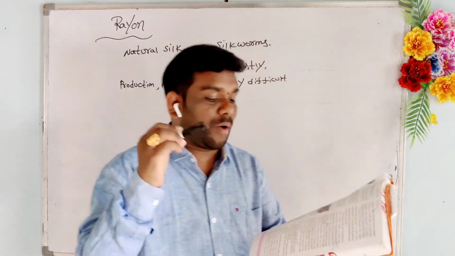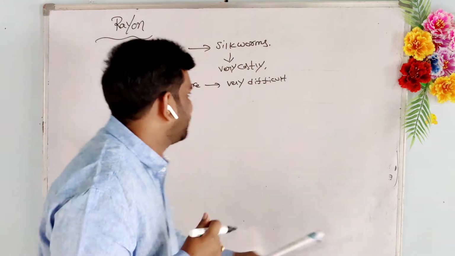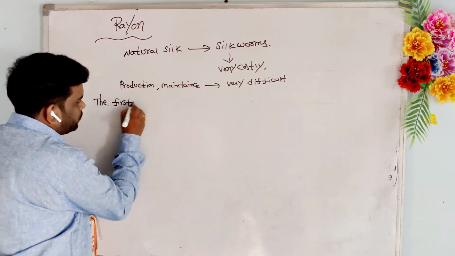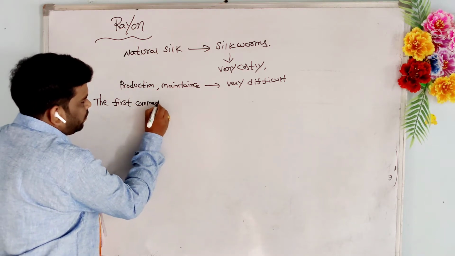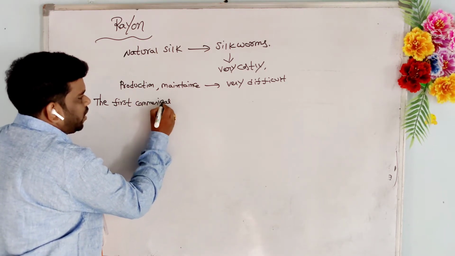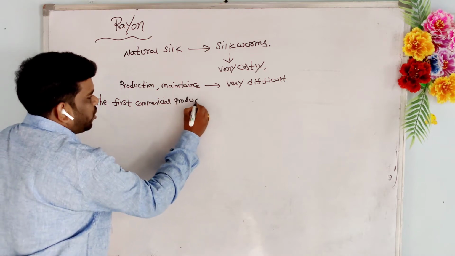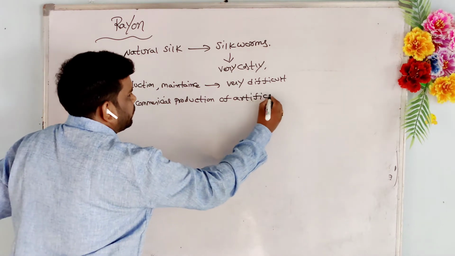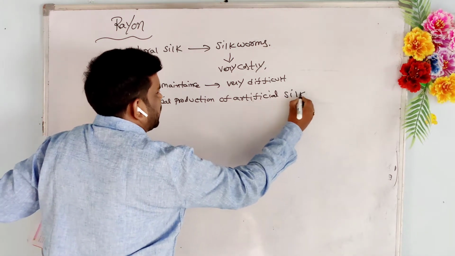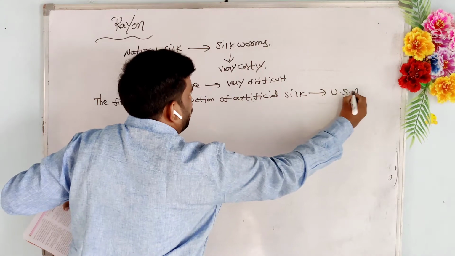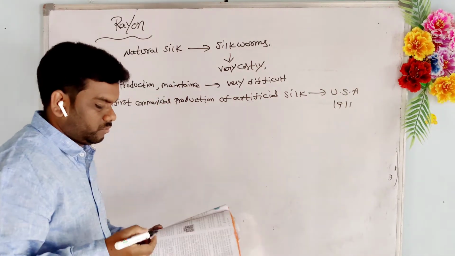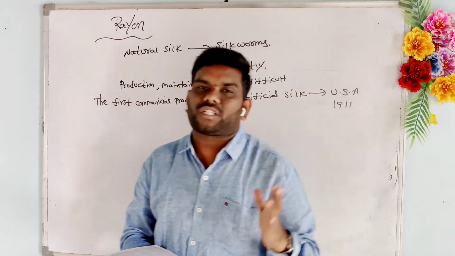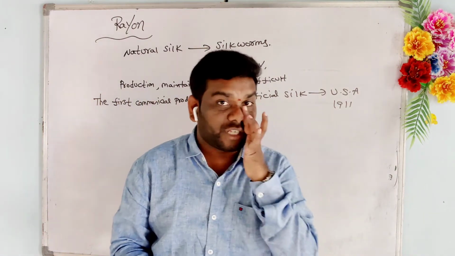Yeah, the first commercial production of artificial silk in USA in 1911. So in 1911, in the USA, the first commercial production of artificial silk was invented.